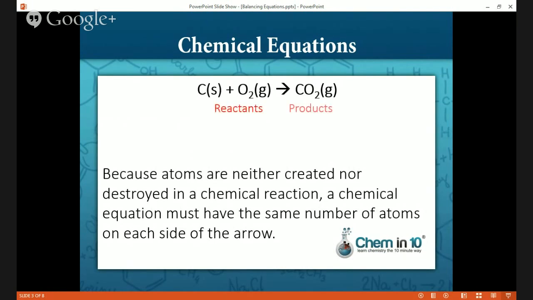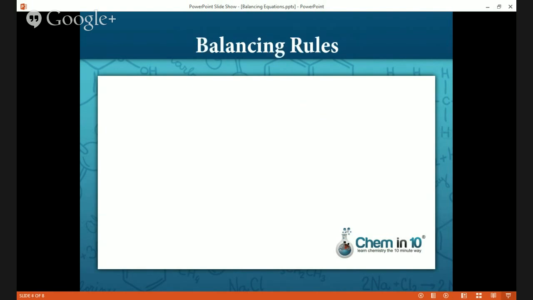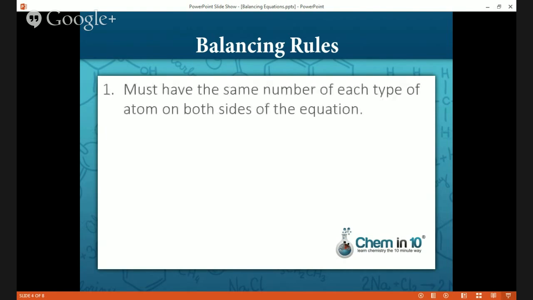So here are the reactants, and here are the products. On the reactant side, we have one atom of carbon, and on the product side, we also have one atom of carbon. On the reactant side, we have two atoms of oxygen. O2 means you have two oxygen atoms bonded together. And on the product side, you also have two atoms of oxygen. This is considered a balanced reaction because you have the same number of atoms on each side.